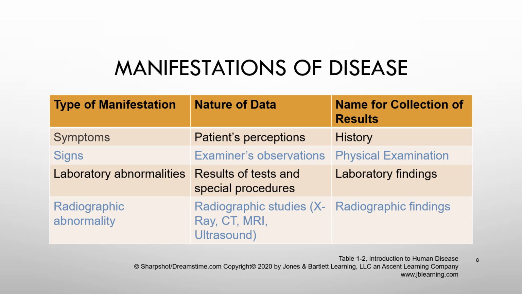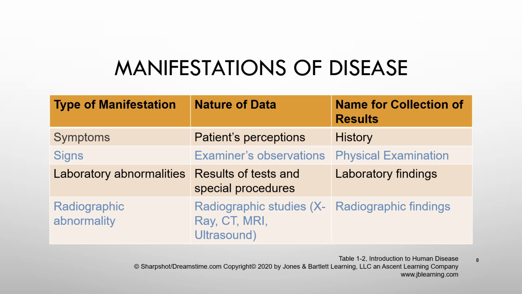Next are signs. Signs are the examiner's observations, things that can be seen, measured, or detected during a physical exam. Think swelling, rashes, abnormal heart sounds, or even a fever. If you can point to it, measure it, or document it without asking the patient how they feel about it, it's probably a sign. These come from the physical examination.